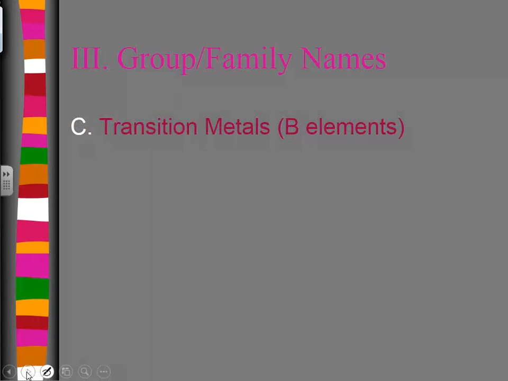Moving on to the next section of the table, which is not just one column, it's a whole section. We call these the transition metals collectively, and they're situated on the table between groups 2A and 3A. These are also known as the B elements.